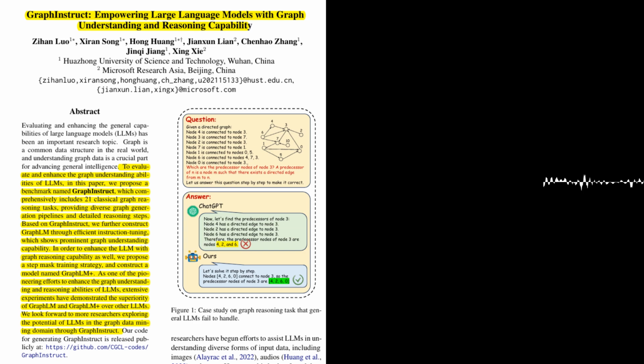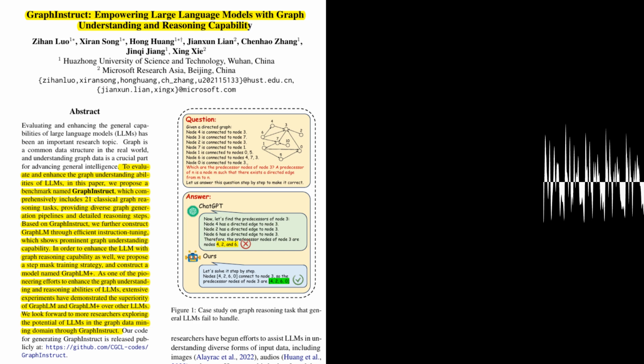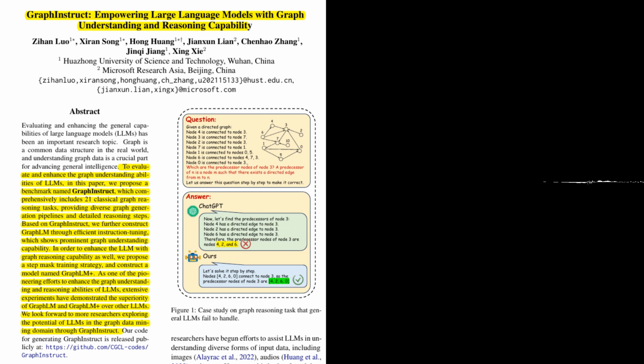What about the training methods? How does the paper propose to train LLMs to perform well on GraphInstruct? The paper proposes two main training approaches. The first, called GraphLM, uses instruction tuning on the GraphInstruct benchmark. This involves fine-tuning a pre-trained LLM on the tasks and answers provided in the benchmark. The second approach, GraphLM+, goes a step further by incorporating intermediate reasoning steps into the training process.